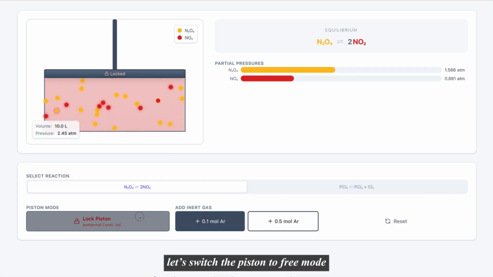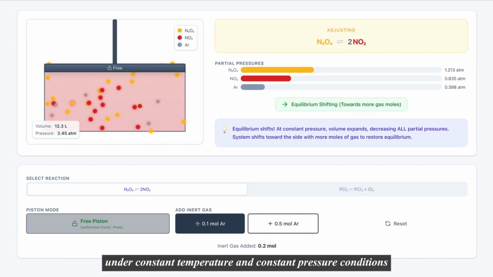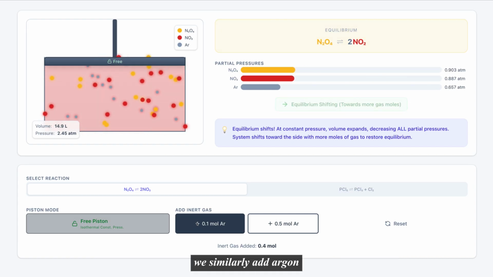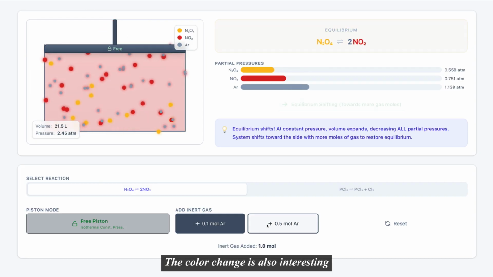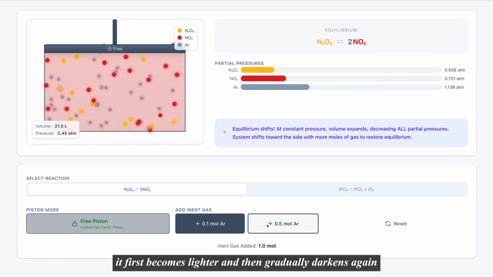Now, let's switch the piston to free mode, that is to say, under constant temperature and constant pressure conditions. After the reaction reaches equilibrium, we similarly add argon. At this point, the piston is pushed upward and the volume expands. The color change is also interesting. It first becomes lighter and then gradually darkens again.